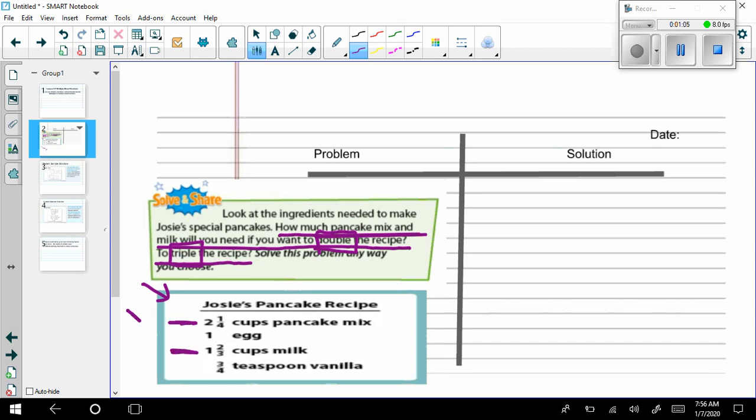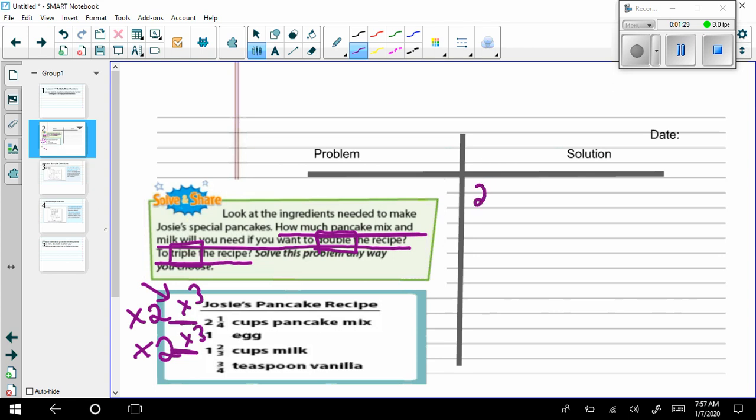And we want to know how much we need if we're going to double, which means we're going to need to take it times two, both the pancake mix and the milk, but also how much we're going to need if we want to triple. And triple means to take times three. So we're going to be doing quite a few things in this problem, and we're going to be using all of the strategies that you've learned.